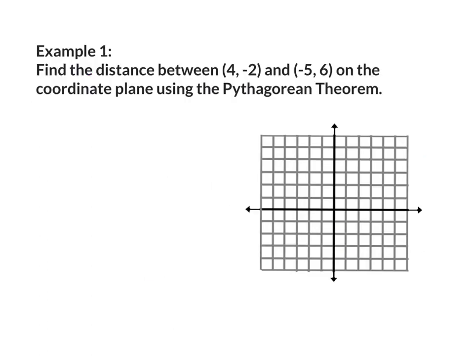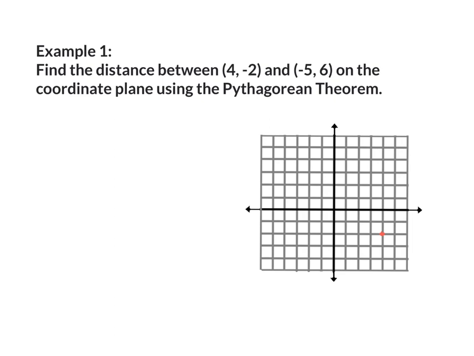Example number 1. Find the distance between (4, -2) and (-5, 6) on the coordinate plane using the Pythagorean theorem. So first I'm going to plot (4, -2). I'm going to start at the origin and go to the right 4. 1, 2, 3, 4, down 2. 1, 2. Now I'm going to plot (-5, 6).